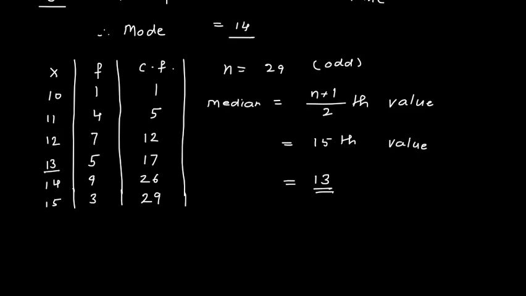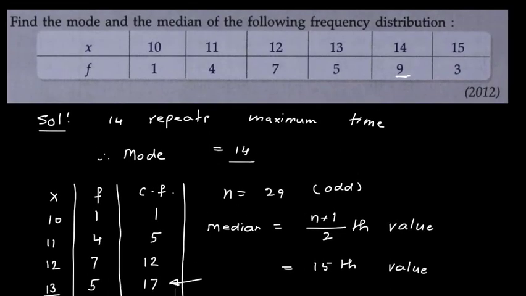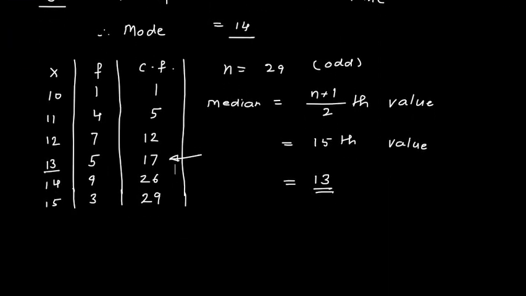Okay, in this class, if you want, you can highlight, in this row we will get the median. So median is 13. Okay, last chapter median you have done perfectly, so I think there is no need to explain it again. Easily you can find out median.